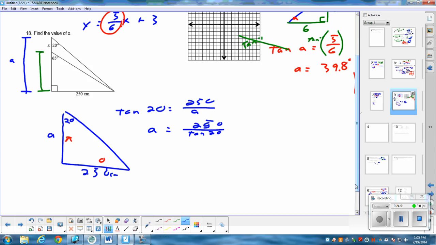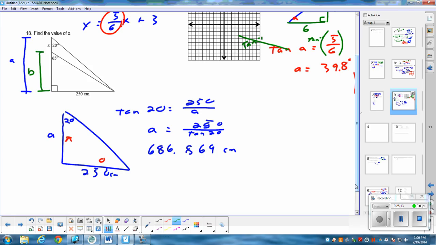and then divide by the tangent of 20. Plug that into the calculator. We get 686.869 centimeters. I'm always going to go a little bit further than I have to for my final answer while rounding during the problem because not doing so could mess up the rounding later on.